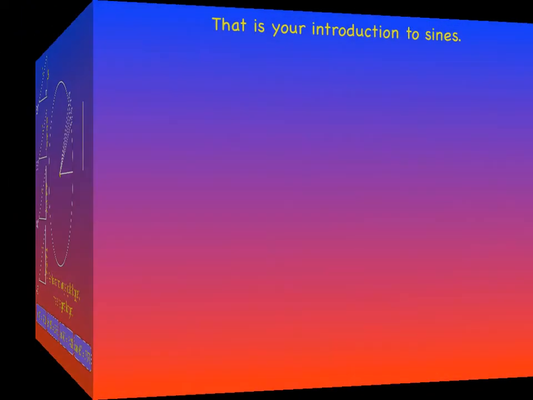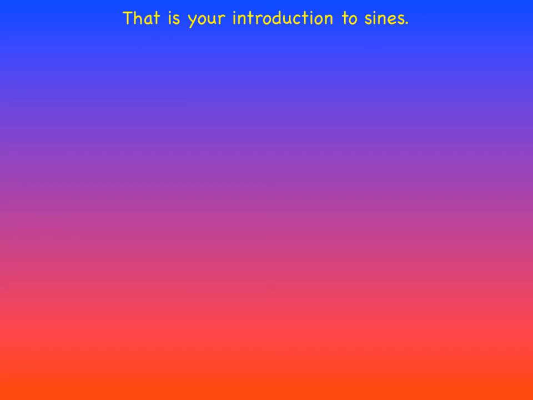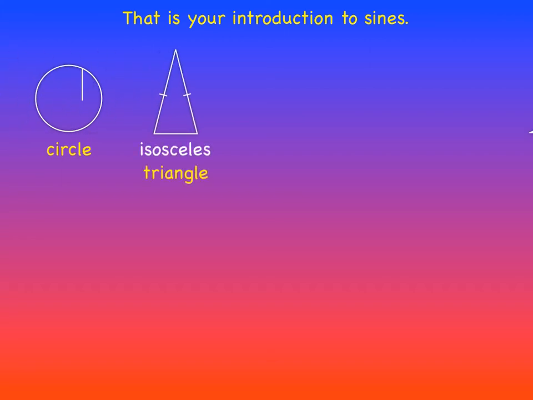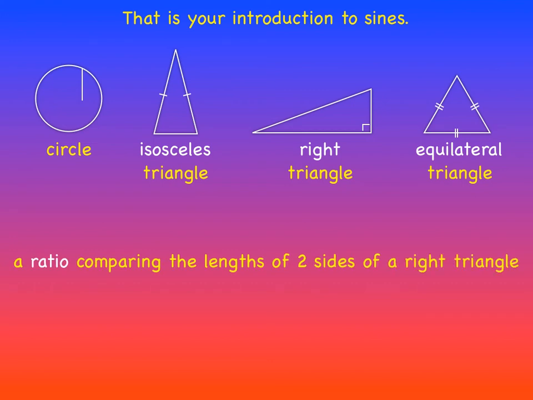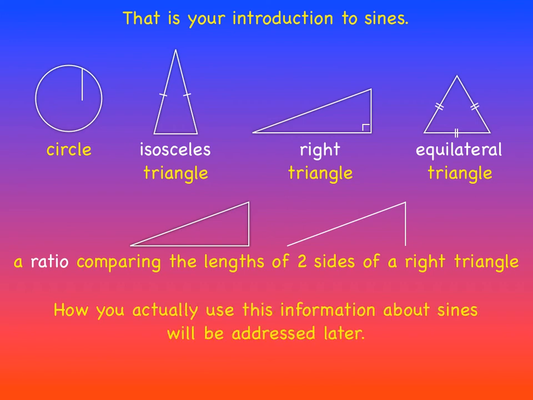Well, that is your introduction to sines. Sine can be part of a circle, part of an isosceles triangle, part of a right triangle, part of an equilateral triangle, or a ratio comparing the lengths of two sides of a right triangle. How you actually use this information about sines will be addressed later.